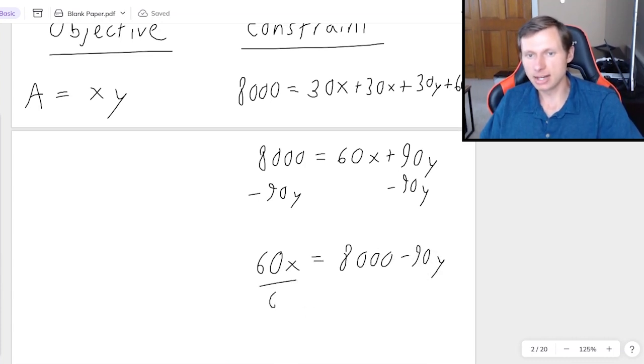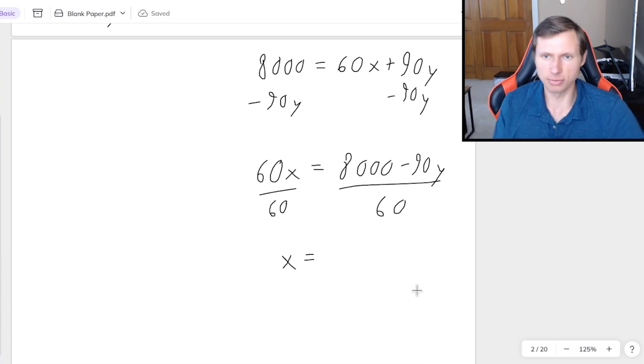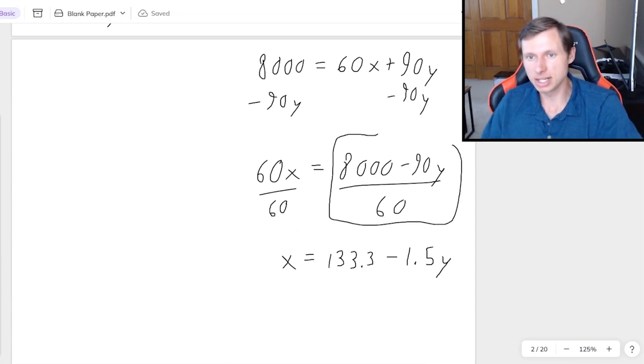And then I have to divide everything by 60. I am going to use a calculator for this because this is going to get really annoying and I don't feel like doing weird algebra. So 8,000 divided by 60 is 133.3. And then minus 1.5y. If you're not allowed a calculator, that's fine. Just simplify this as much as you can, but don't worry about it too much.